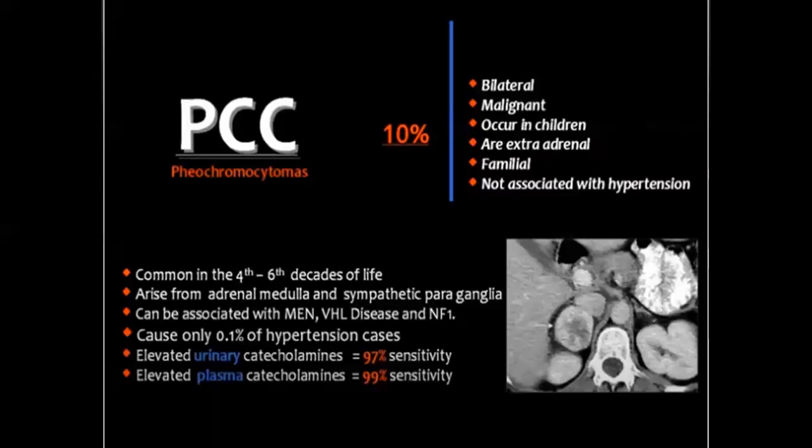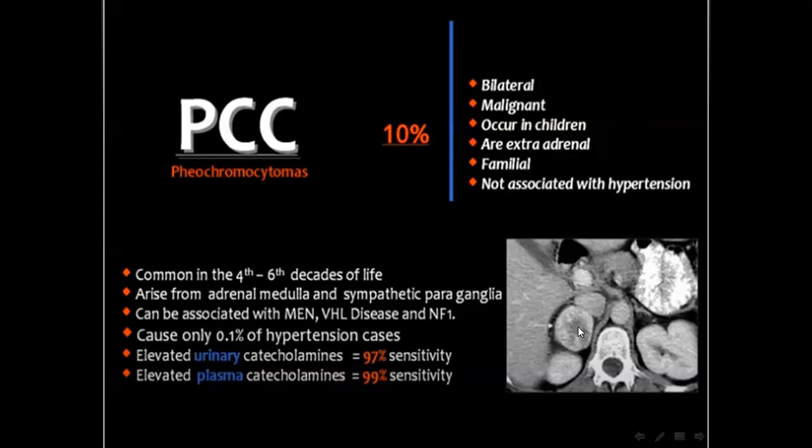Pheochromocytoma is common in the 4th to 6th decade of life and arises from the adrenal medulla and sympathetic paraganglia. It can be associated with multiple endocrine neoplasia, von Hippel-Lindau disease, and neurofibromatosis 1. It causes only 0.1% of hypertension cases. Elevated urinary catecholamine has 97% sensitivity, and elevated plasma catecholamine has 99% sensitivity.